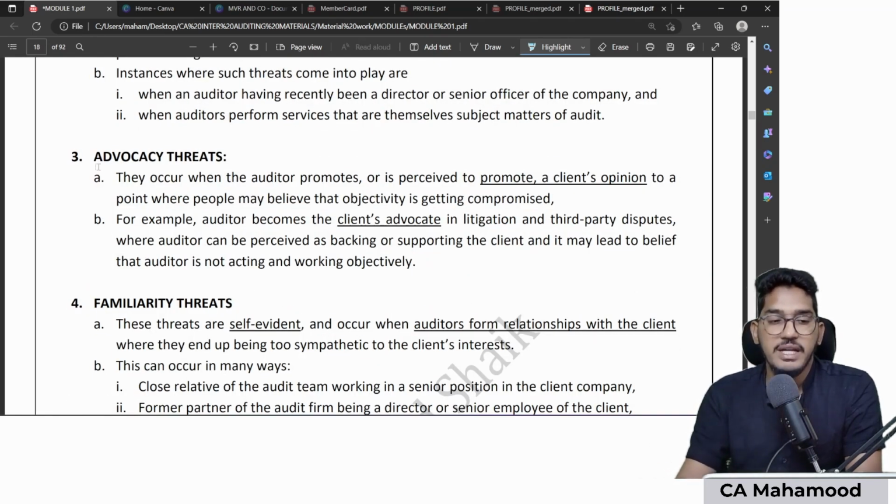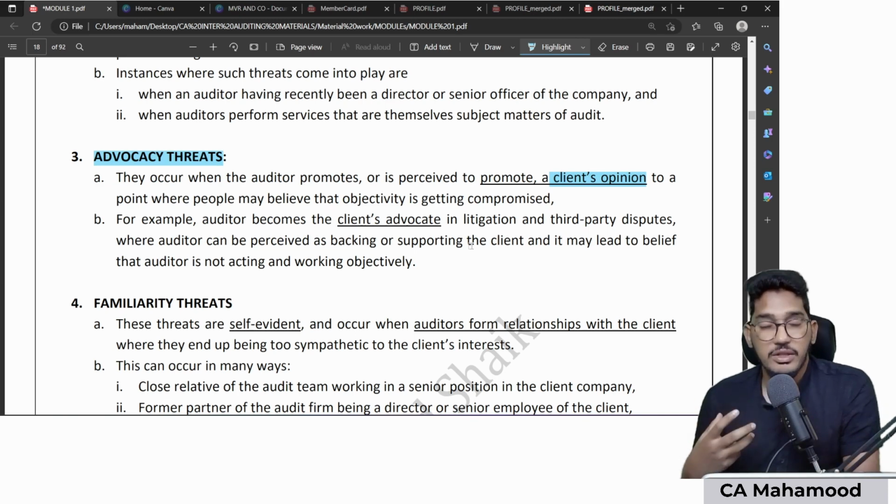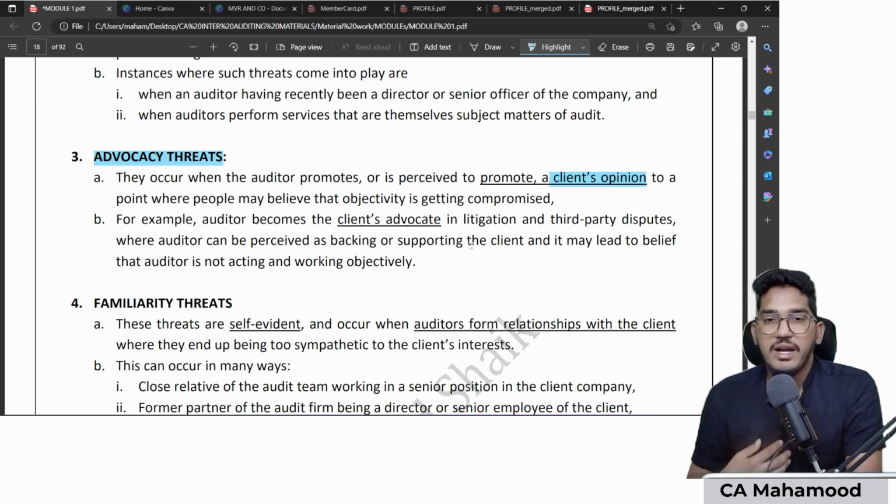The third one is the advocacy threat, and it occurs when the auditor promotes the client's opinion without any reasonable basis. This mainly happens when the auditor is acting as a client's advocate for income tax related cases, etc. For example, if a company appointed an auditor to fight the income tax case for them. When the auditor is appointed as an advocate, his objective will be to support the client. Advocates know that their clients may have made a mistake, but still they will try to support the client.